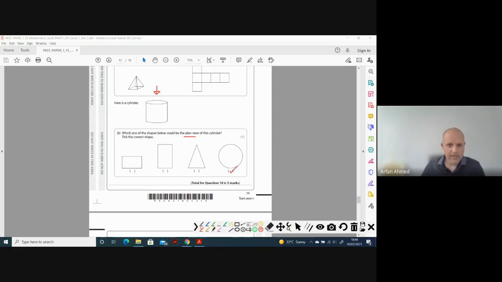Yeah, if you're not sure what these actually mean, plan view, front view, and so on, do look at plans and elevations. That's one of the topics that we covered before. It's in the Google Classroom, or have a look on MathsWatch. It'll explain it in there.